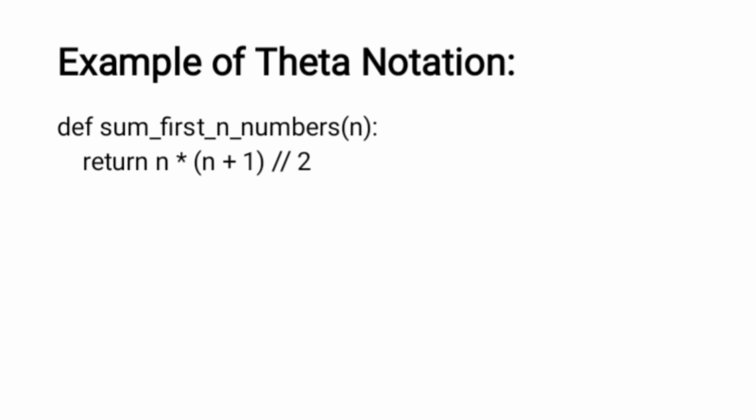The asymptotic notation provides a standardized way to analyze the efficiency of algorithms and data structures. By understanding big O, omega and theta notations, we can make informed decisions when designing and implementing algorithms. This is about asymptotic notation.